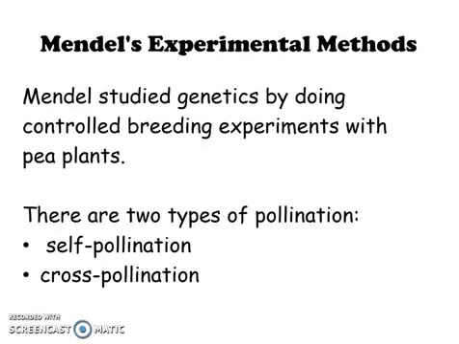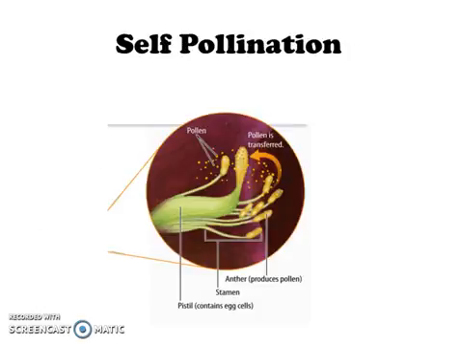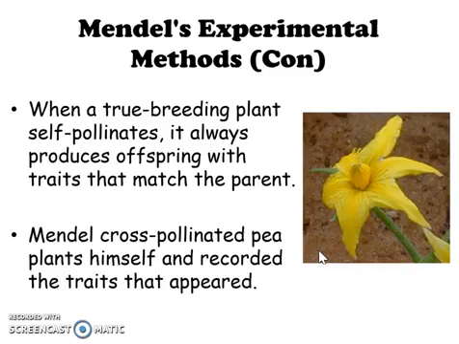He did these, it was controlled, meaning it was not totally random. He had purpose for what he was doing with the plants. And to kind of give you a background, there are 2 types of pollination. There's self-pollination and cross-pollination. So here's a picture of self-pollination. It's just where the pollen is actually transferred to the same plant, as you see here. When a true breeding plant self-pollinates, it always produces offspring with traits that match the parent.